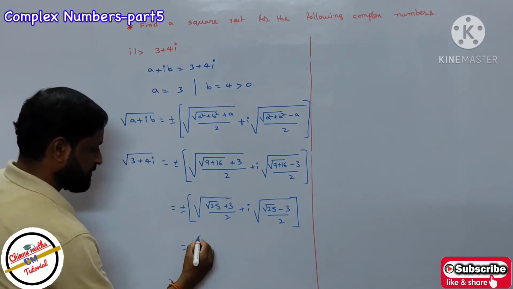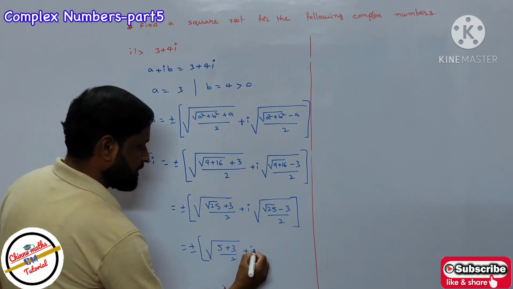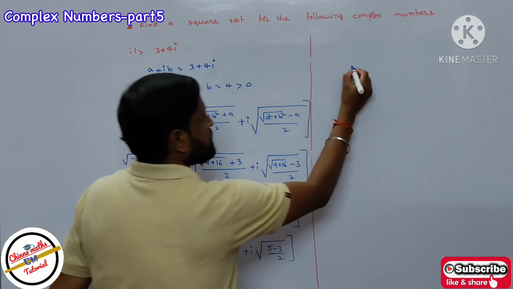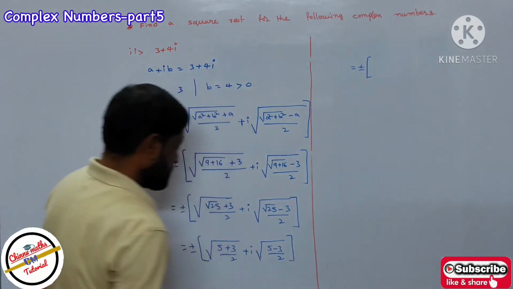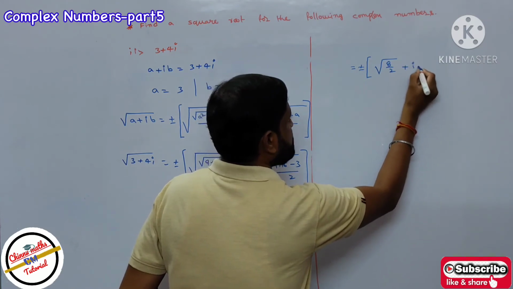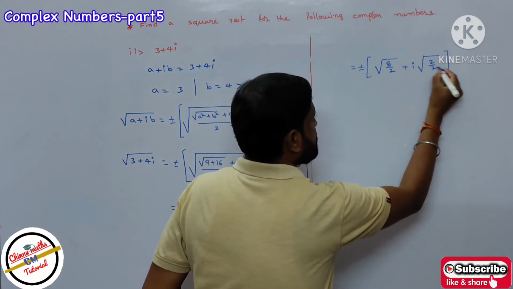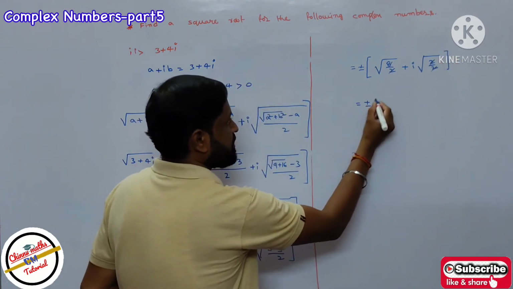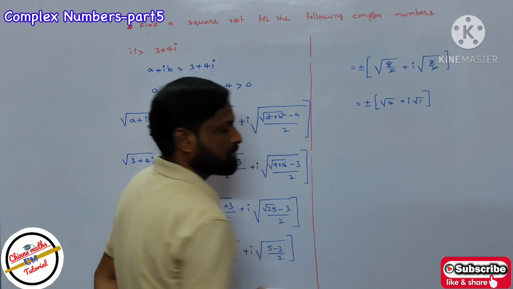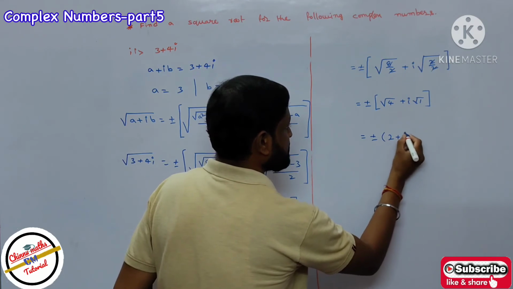So it is equal to plus or minus the square root of root 25, which equals 5, plus 3 by 2, plus i into the square root of 5 minus 3 by 2. Okay, it is equal to plus or minus the square root of 8 by 2, plus i into the square root of 2 by 2. So both get cancelled. Then plus or minus the square root of 4 plus i into the square root of 1. What is the square root of 4? It equals 2. So it is equal to plus or minus 2 plus i.